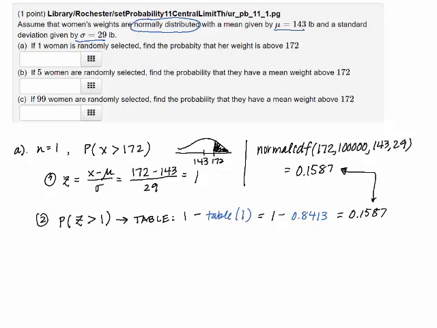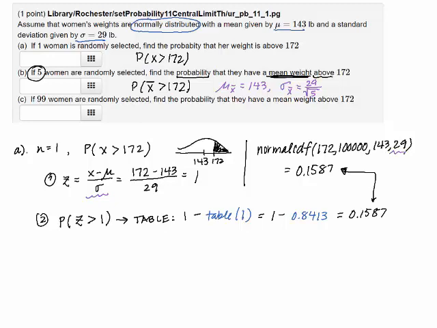So life gets interesting, however, in part B. Now we have 5 women randomly selected, and we are talking about the probability of a mean weight more than 172. So before it was the probability of an individual weight. Now it's the probability of a mean weight, x bar, greater than 172. So that changes some things. According to the central limit theorem, this is a new distribution for x bar. It has the mean of x bar, still 143, but the standard deviation of the sample mean x bar is the old standard deviation, 29, divided by the square root of the sample size. That will change our calculations anywhere that the standard deviation was used previously. Otherwise, the process is exactly the same.